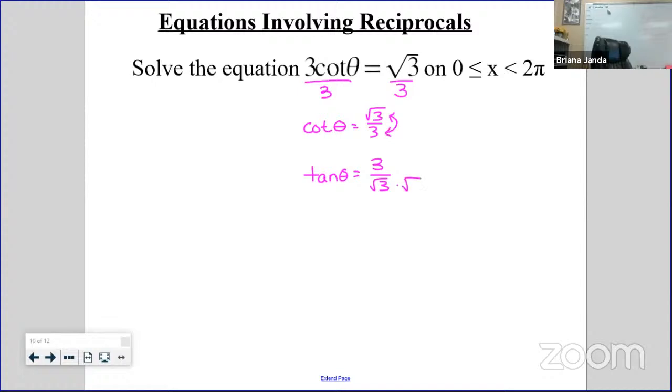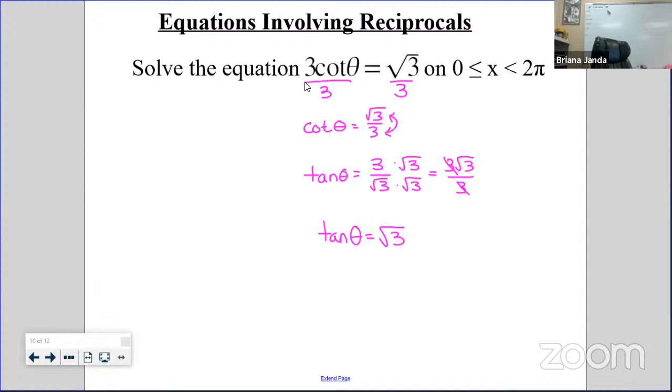This I would not have left. I would have rationalized. Well, 3 over 3 simplifies, and we're actually looking at the question, what is the tangent of theta? That gives us a square root of 3. Questions?